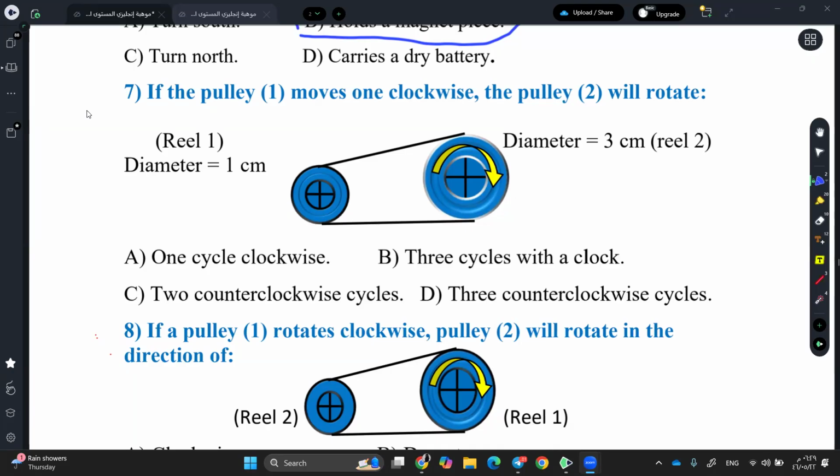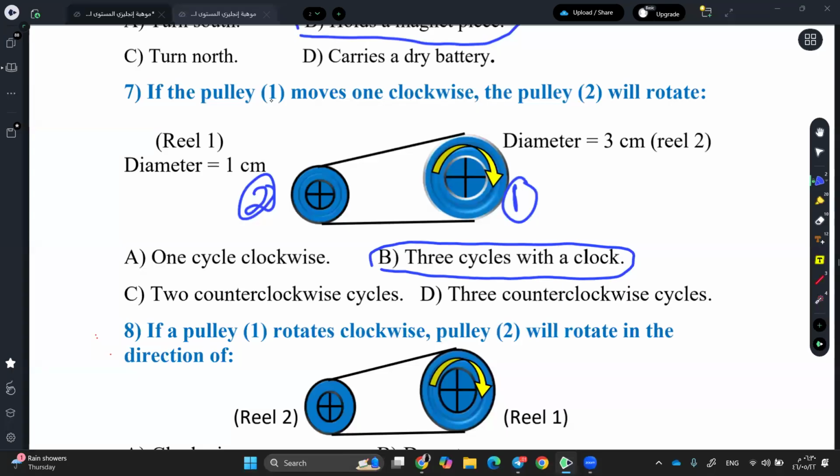I think the answer is, wait, let me see. Okay, let's first read the question. If pulley 1, which is here, moves clockwise, how will pulley 2 rotate? B. So this is B. Excellent answer. Thank you, Amina. So here it will move clockwise.